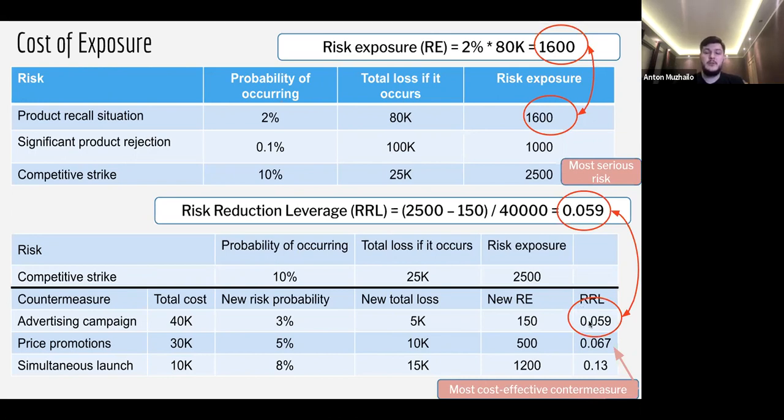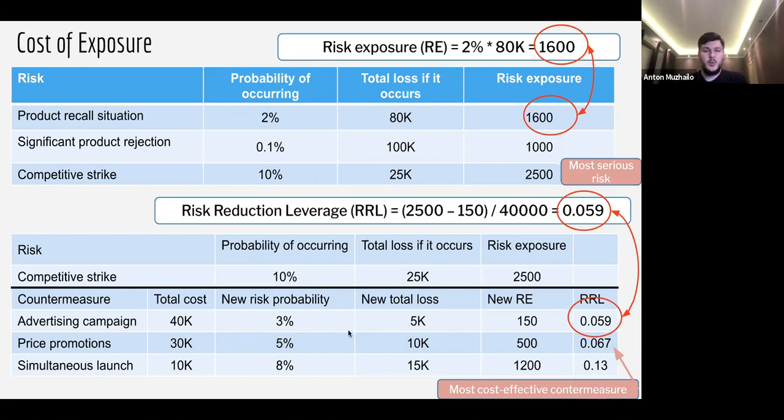So risk reduction leverage will be this number. But here's the point. Why should we spend 40K on a campaign to save 20K, right? 25 minus 5. So why should we do that? This is not effective, so we can exclude it. Then we can do the price promotions. We can offer some discounts. This discount will cost us 30K. And the new risk probability after this discount, since we know the prices of our competitors, will be 5%. So dropped by half, and the new total loss will be 10K.